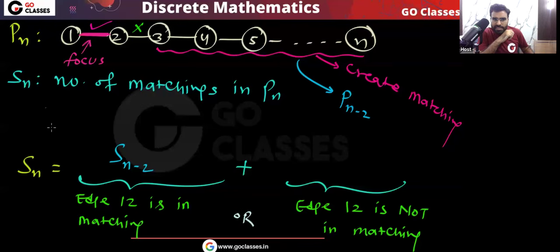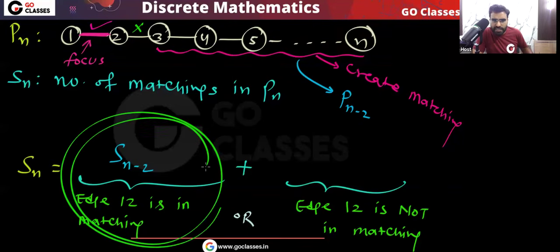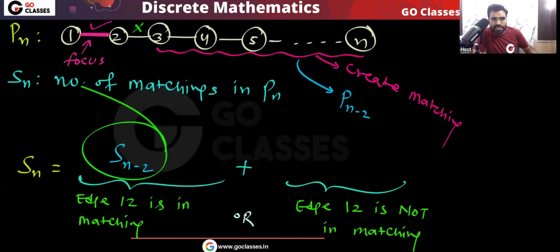Remember, how many matchings are there in this path graph on n vertices? That is Sn. Now, in any matching, either this edge 1 2 will be there or it will not be there. So only two cases are possible. First, let's find how many matchings are there which contain this edge 1 2. Already this edge 1 2 is there in this matching, so edge 2 3 I cannot take. Now in the remaining graph I can create any matching. How many matchings can I create in this remaining graph? That is S n minus 2.